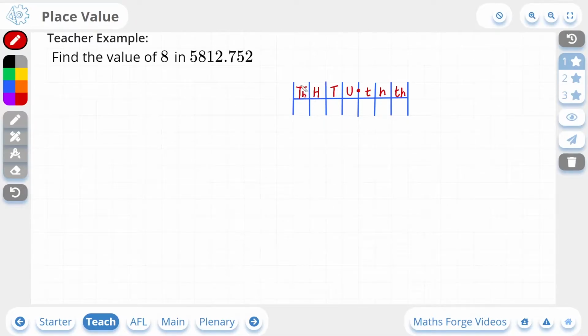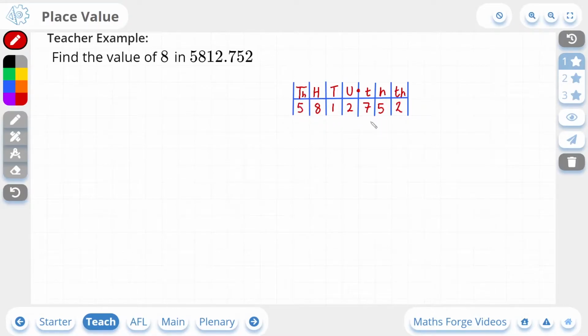So we're going to start with the smallest one, which is the thousandths, and in this place here, this 2 goes into it. So 2. And for the hundredths, we're going to have the 5. The tenths, we're going to have the 7. In the units, we're going to have the 2. The tens, we're going to have the 1. The hundreds, we're going to have the 8. And the thousands, we're going to have the 5.